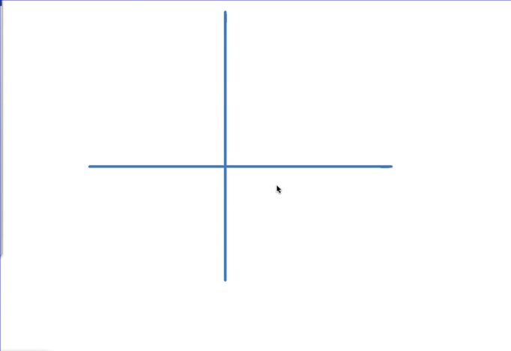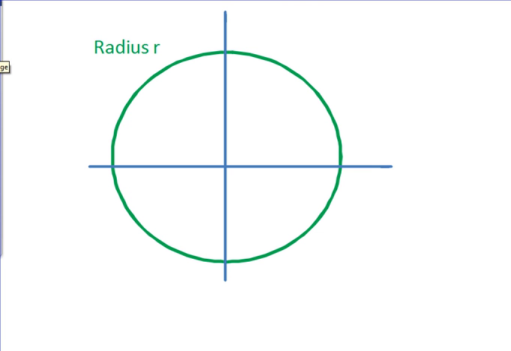We're now going to use our new definition of what an angle is and redefine the trig ratios sine, cos and tan. To do that, we're going to base it on a circle of radius r that's got a centre at the origin.